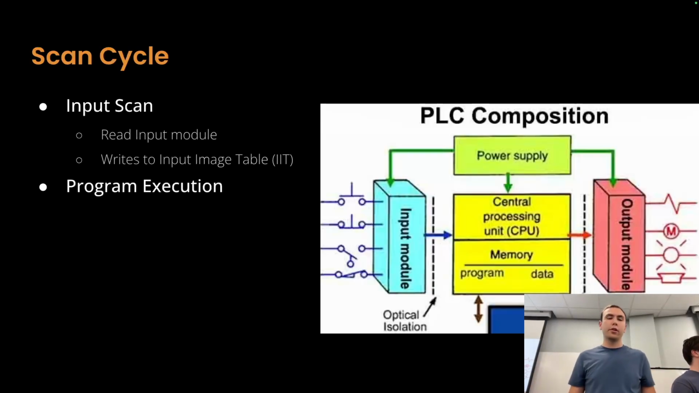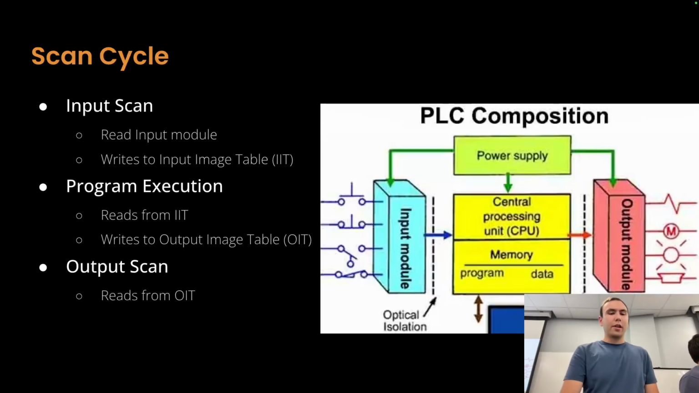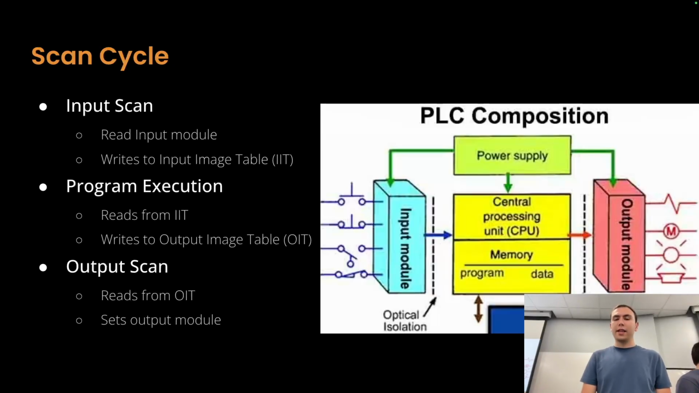Whatever you end up uploading to it, that's going to end up executing. It's going to grab all those points from the memory you just wrote in the input image table. And then whatever outputs you have set in your program, they're going to get written to the output image table. I mean, kind of sensing a pattern here. Then it's going to do an output scan, where it's going to read from the output image table and actually set the output modules. So as you can see, a PLC almost is 3 separate parts: the input module, the central processing and all the memory, and then the output module.